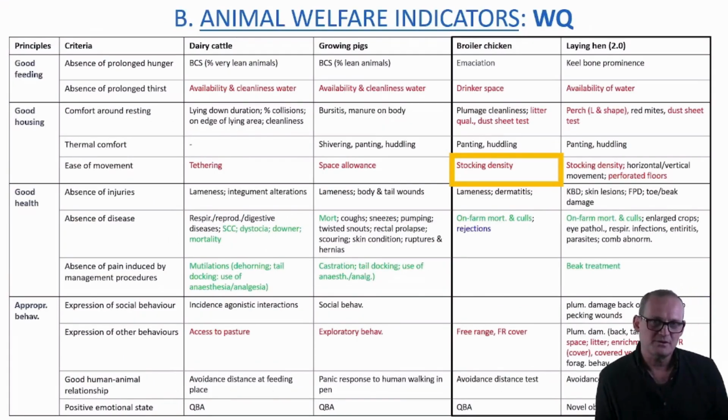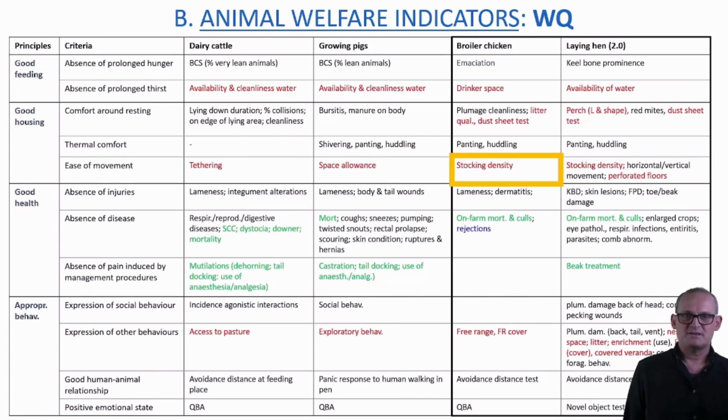Let's turn to another example indicator. Let's stay with the broiler chicken. And now we go to the criterion of ease of movement. And for this criterion, they use the indicator stocking density, again a resource-based indicator.